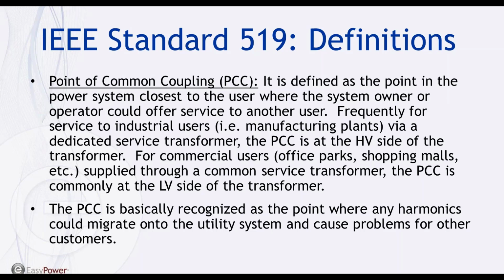So the point of common coupling is defined as the point in the power system closest to the user where the system owner or operator could offer service to another user. Frequently for service to industrial users, for example, manufacturing plants, via dedicated service transformer, the point of common coupling is at the high voltage side of the transformer. For commercial users that are supplied through a common service transformer, the point of common coupling is typically at the low voltage side of the transformer. The point of common coupling is basically recognized as the point where any harmonics can migrate onto the utility system and cause problems for other customers.